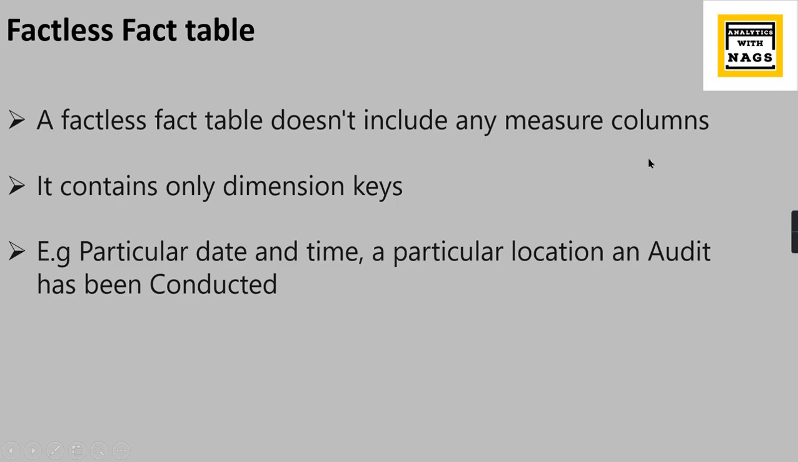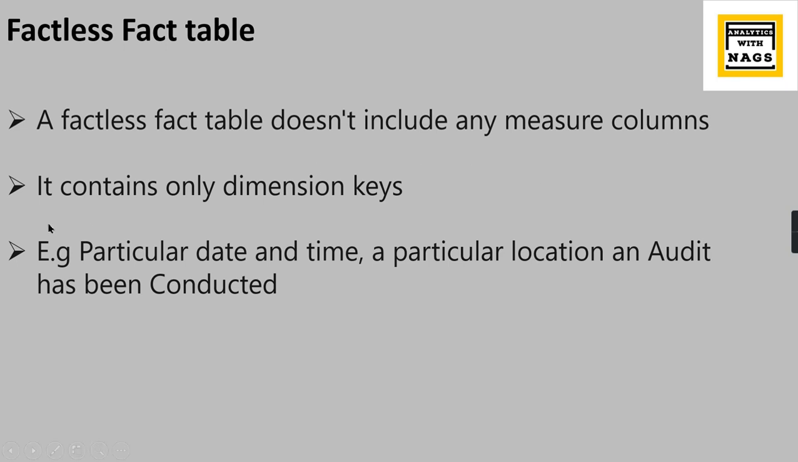So a factless fact table doesn't include any measure columns. If you have a fact table that doesn't contain any measures, as you know, a measure is a numerical quantity that you want to analyze, like a quantity, a sales amount, or a commission amount. Anything that is a numerical quantity that you want to summarize and aggregate is called your measure. If a fact table doesn't contain any measure, then it's called a factless fact table.